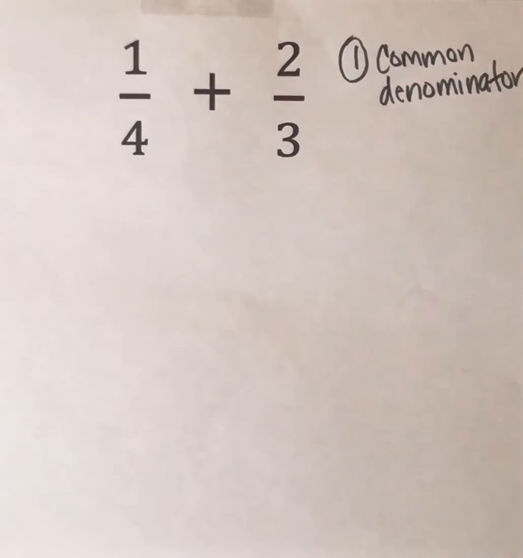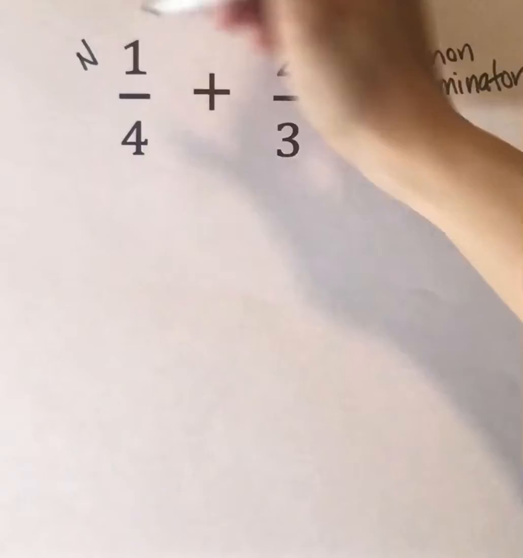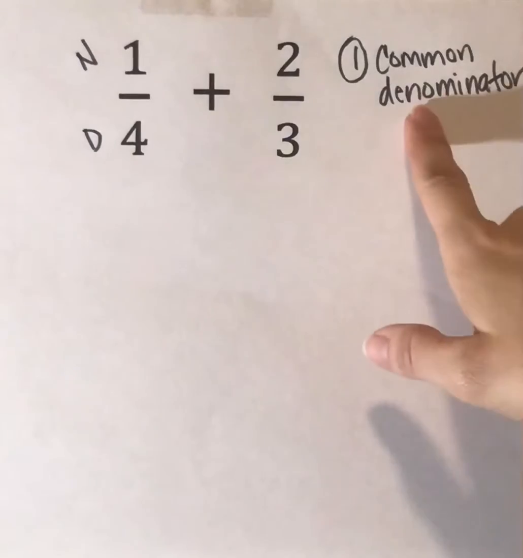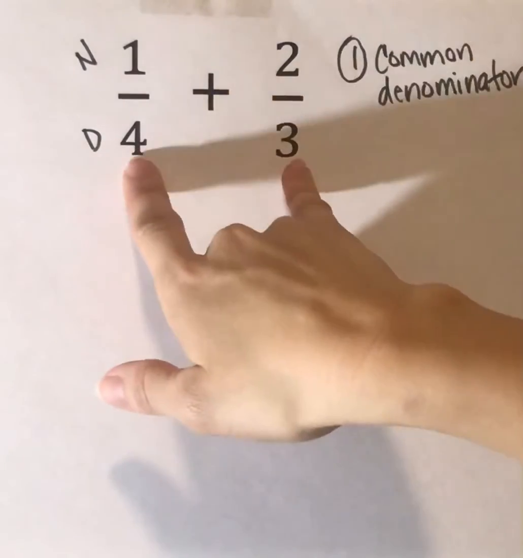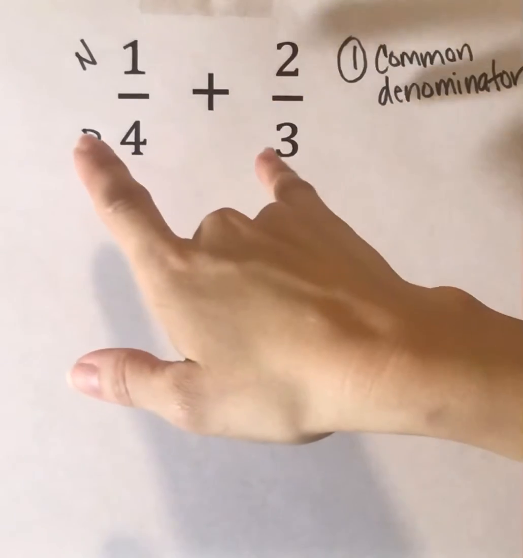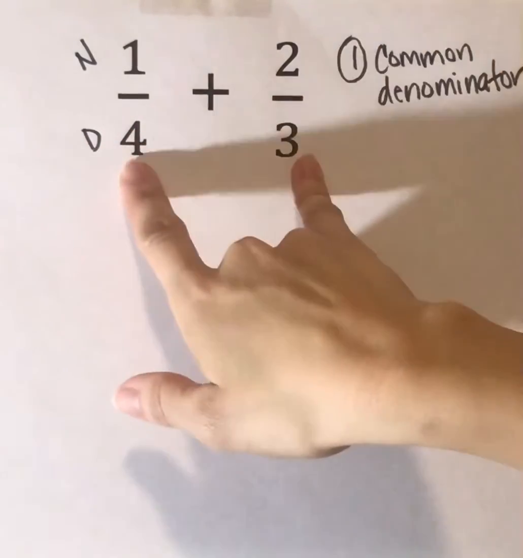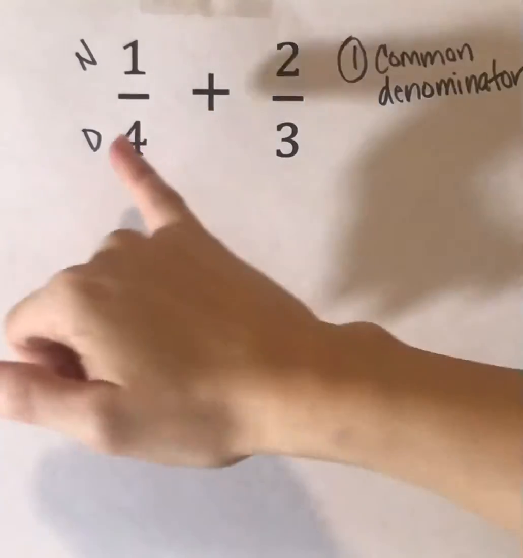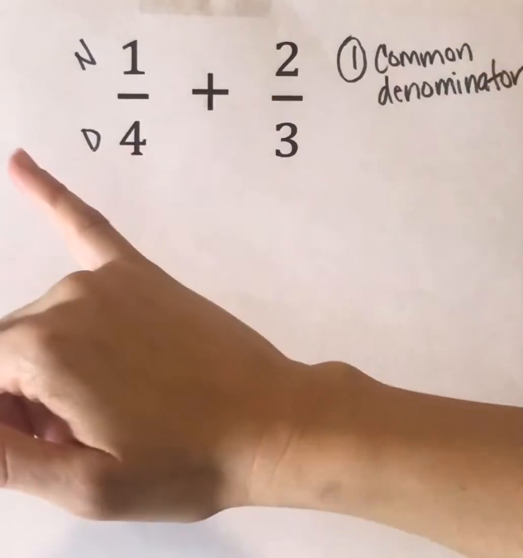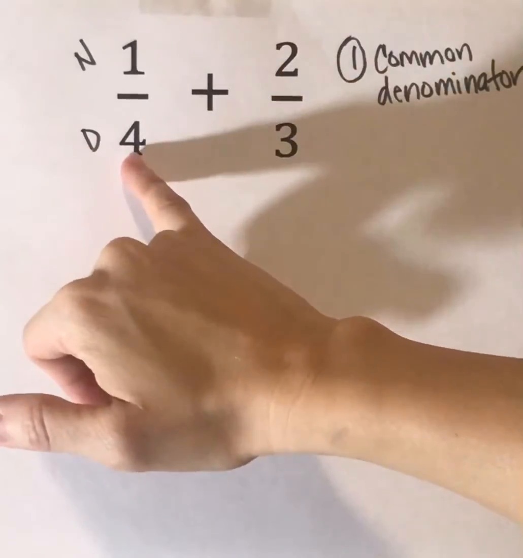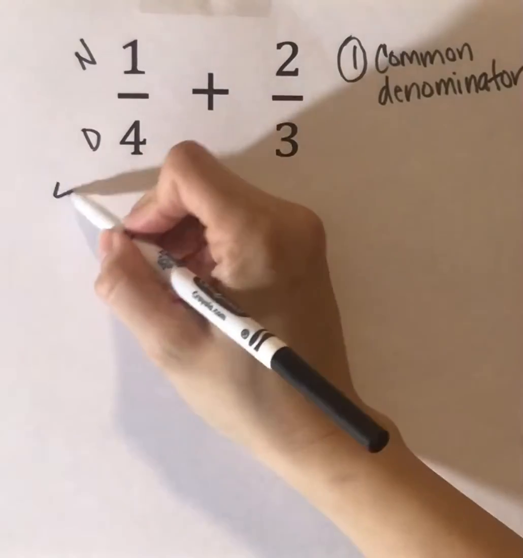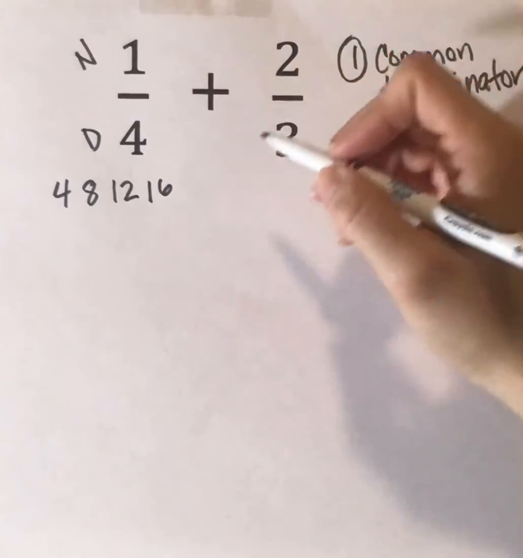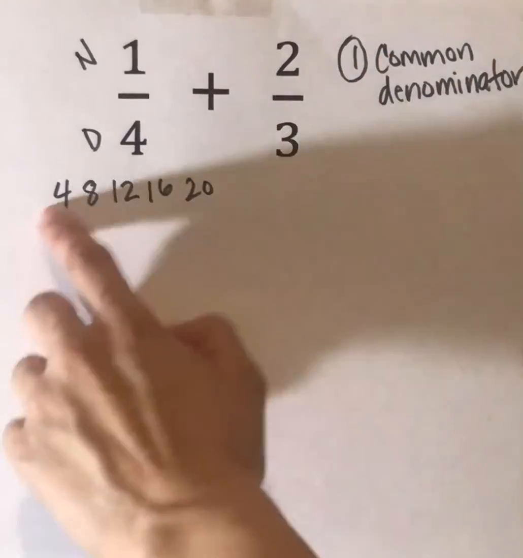So remember, the top is the numerator and the bottom is the denominator. When I say common denominator, it means that I need to find a number that both of these will go into equally, and we're going to be looking at their multiples. For example, I'm going to think about the multiples of 4. When we think about multiples, you're thinking about your counting, like 4, 8, 12, 16, 20. So these are called your multiples.